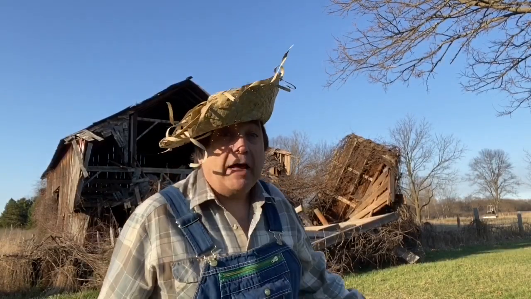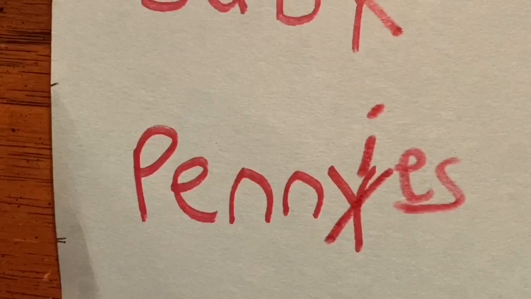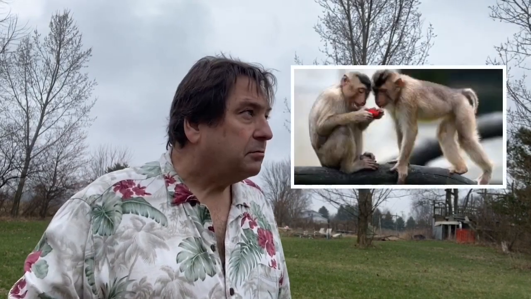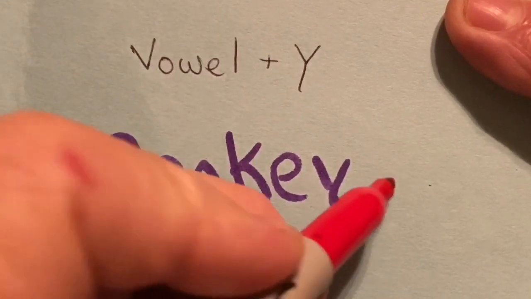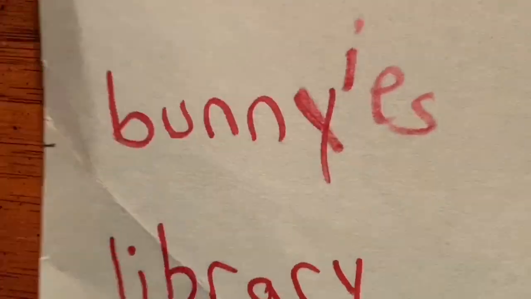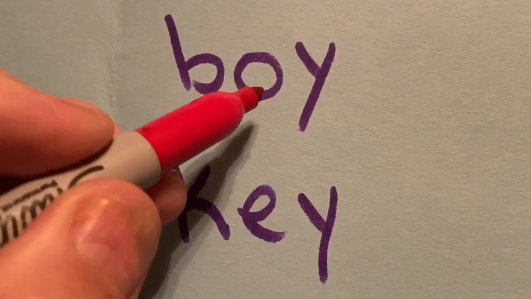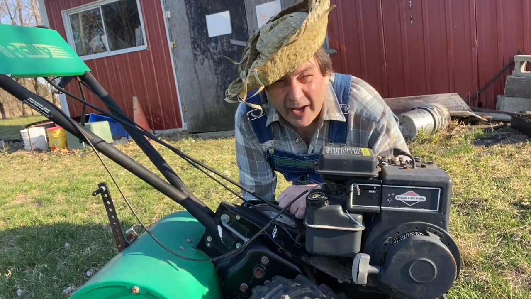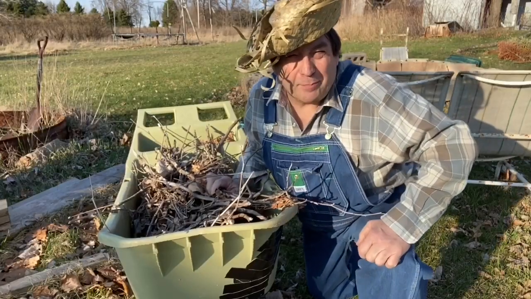Pennies? Drop the Y to an I and add an ES. Monkey to monkeys. There's a vowel before the Y, so just add an S. How about bunnies? Drop the Y and add an IES. Boy to boys. Oh, but there's a vowel in front of that, so just add an S. Keys? Yep, there's a vowel in front of that Y as well, so add an S. How about libraries? Yep, drop the Y and add an IES.